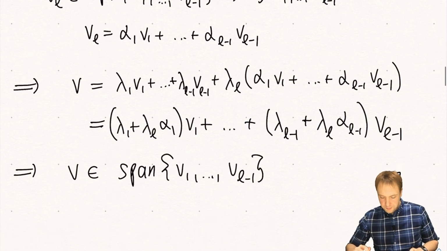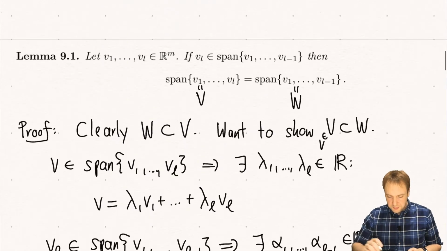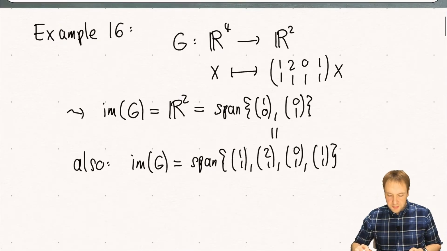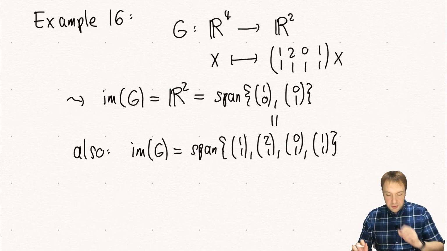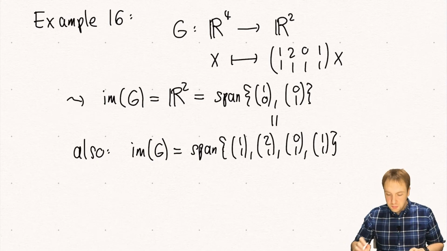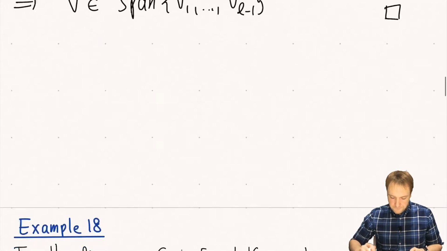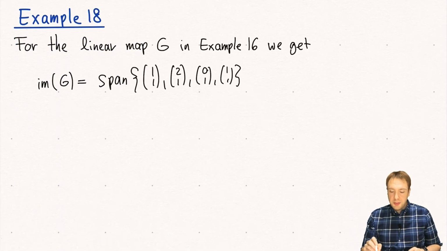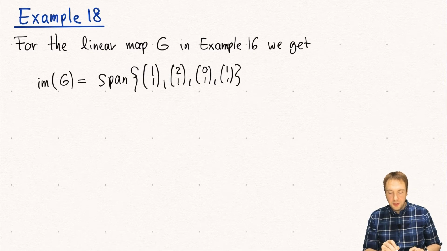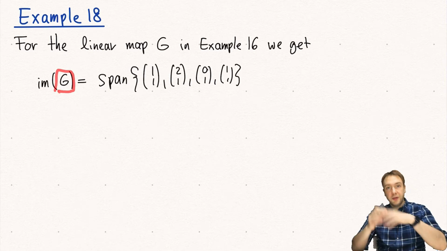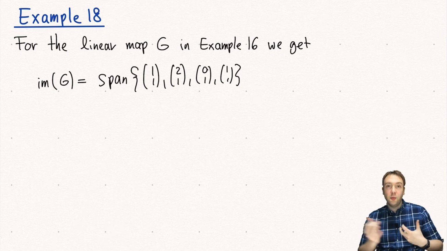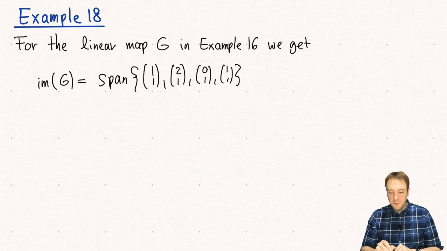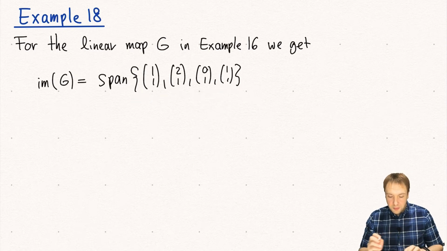So this is this lemma, and now let's use this lemma to understand this image here of G. So this is example 18. For this linear map G, by definition, we have this matrix of G, and then the lazy way to write down the image is just to say this is the span of the columns of this matrix, which we have here.